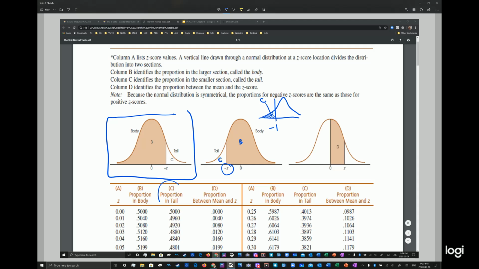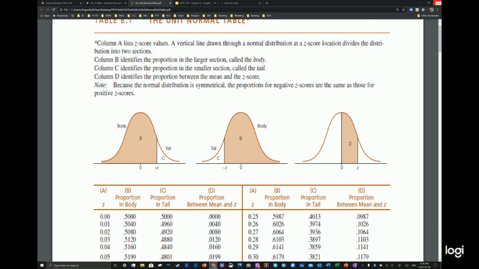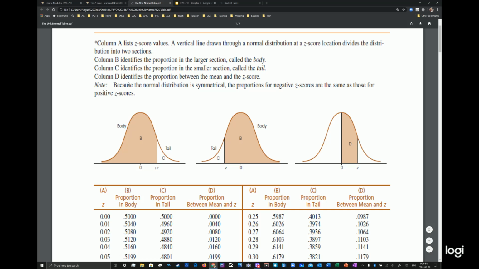I would look at column C, find Z equals 1.0, and then go, okay, this is the proportion, because this at Z equals negative 1 is the same as asking, what is the proportion of scores above plus 1? It's still C. Again, that's one way to use the property of the symmetry in a normal distribution. Again, the instructions here also tell us what the columns mean as well.